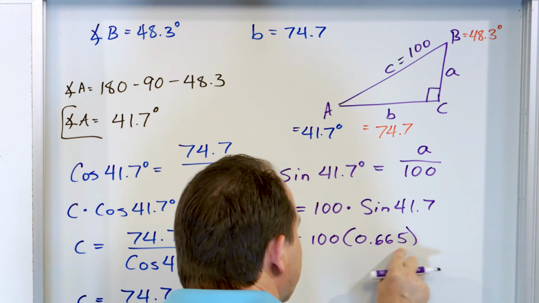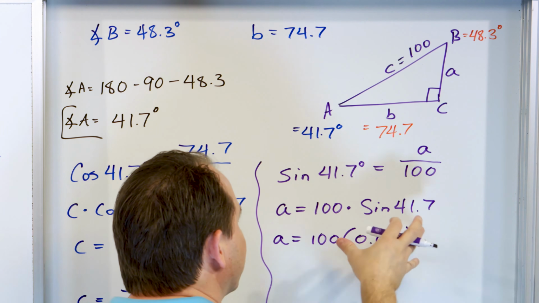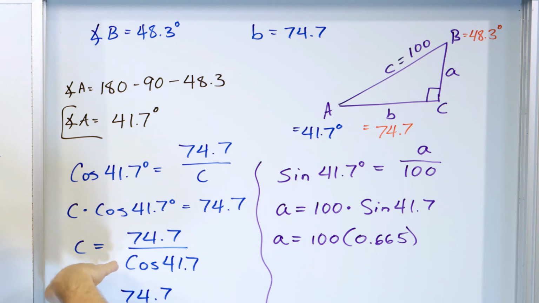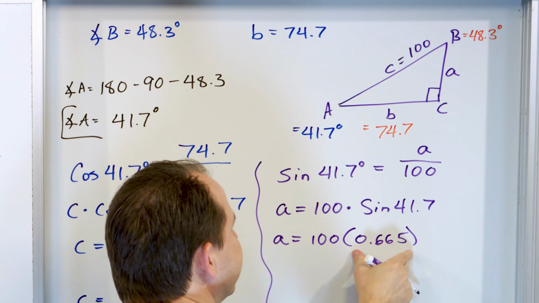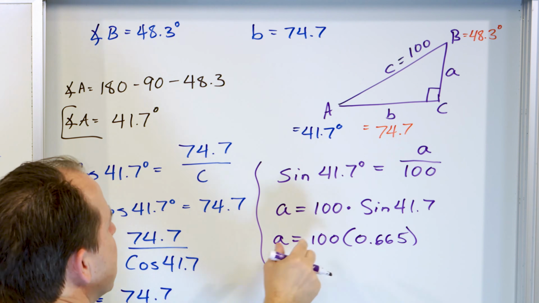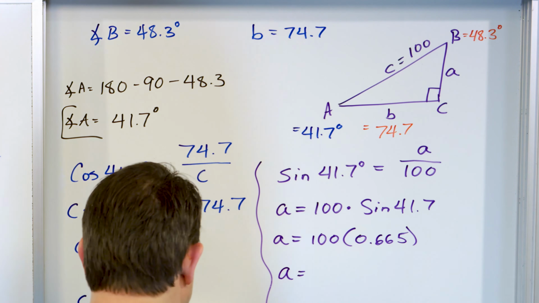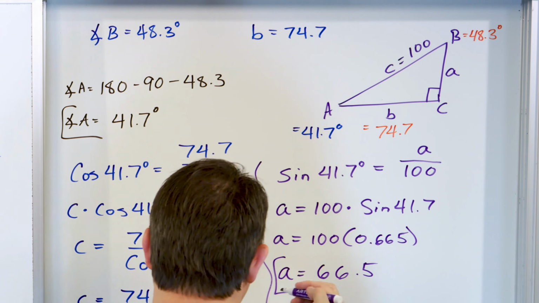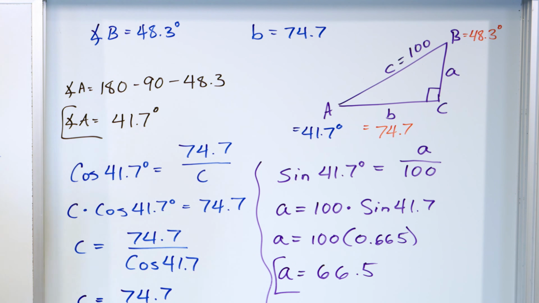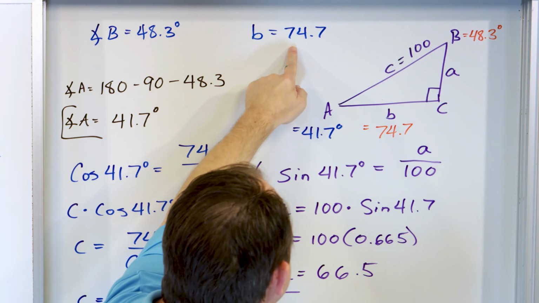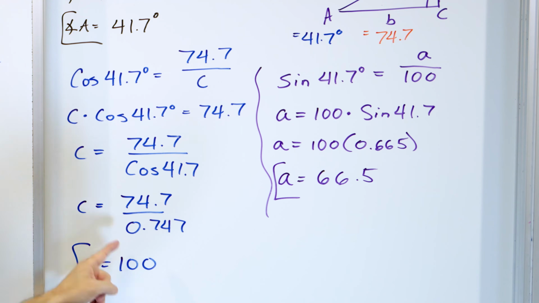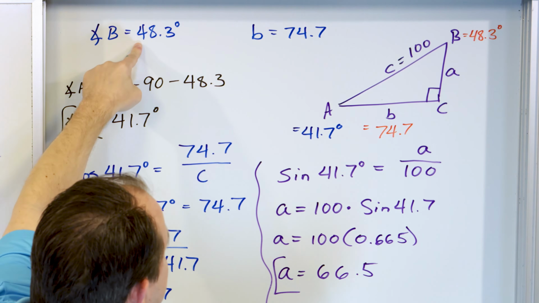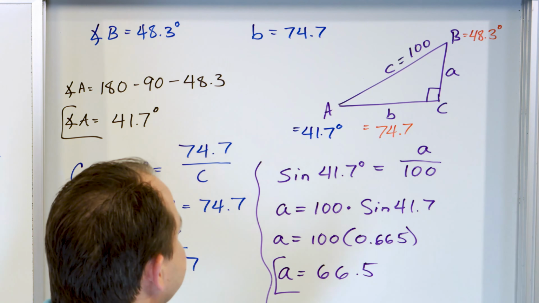Okay, so it's like the sine and the cosine: if it's a unit circle with a hypotenuse of 1, the sine gives you the vertical projection, the cosine gives you the horizontal projection. If the hypotenuse were 1, this is how much of it would be in the vertical direction. Times 100, we get 0.665 times 100, 66.5 meters or whatever it is. Now let's double check ourselves. For the sides, A is 66.5, B is 74.7, C is 100. And for the angles, angle A, 41.7, angle B, 48.3, angle C is 90. So we've solved the triangle.